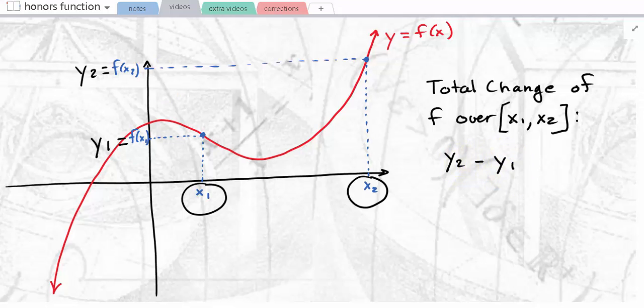And so the total change represents the algebraic distance between the two outputs. Algebraic because it has a sign. It can be plus or it can be minus.